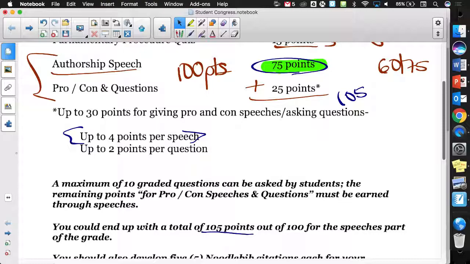But there are 21 of us. So that means you'll have an opportunity to ask questions and give pro-con speeches for 20 other speeches, not counting your own. The opportunity for you to get those points is certainly going to be there. You say that's going to be in December? Probably, yeah. Just because of Thanksgiving and short weeks that we have and all that kind of stuff.